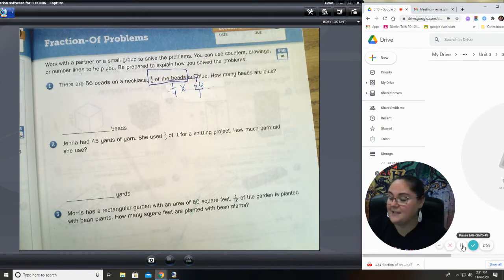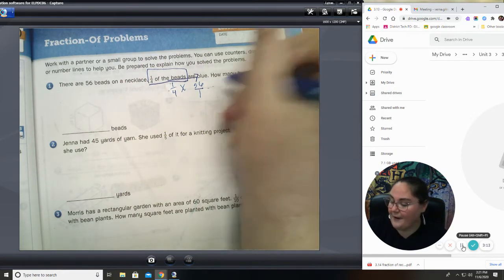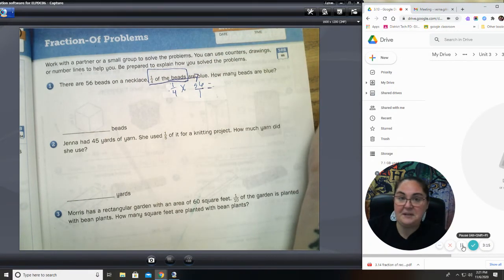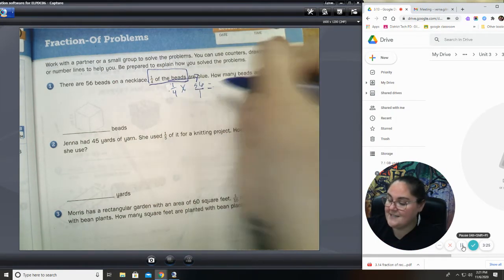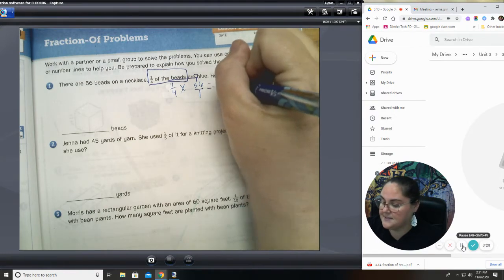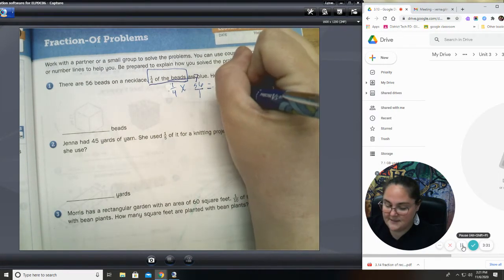To make 9 into a fraction, it would be 9/1. To make 75 into a fraction, 75/1. To make 3,524,000 into a fraction, it would be 3,524,000/1. Now that I have my fraction set up, literally all you do is you multiply straight across. When you multiply straight across, you're going to get your final answer. So 56 times 1 is 56. 4 times 1 is 4.